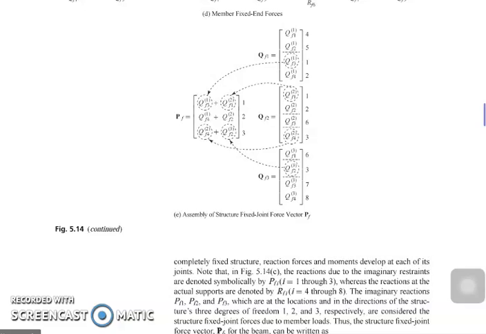Now, how do we identify the value for P sub F? P sub F is our structure fixed force vector. To identify the value, we have to solve first for our Q sub F. To solve for Q sub F, or the member fixed end forces, we use the formulas that we have used in solving for member fixed end forces for every beam. So you're going to make use of that. Then once you have your Q sub F for member 1, member 2, and member 3, for example, you identify the code numbers.